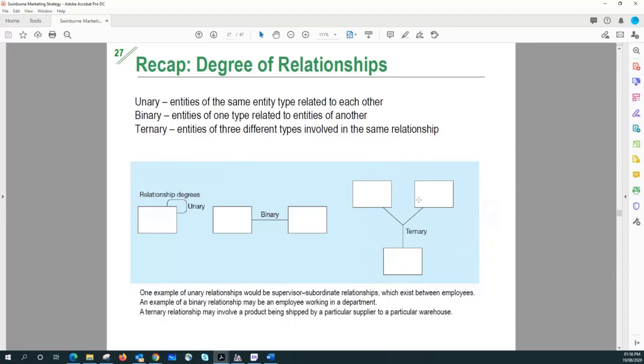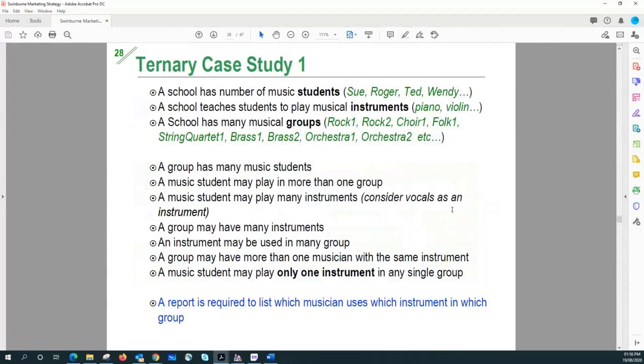Now this is a little bit interesting, because we need to learn this now. So this is what we are going to learn. Okay, I'll do two case studies. The first case study is regarding the ternary relationship. I'll do another example next week.